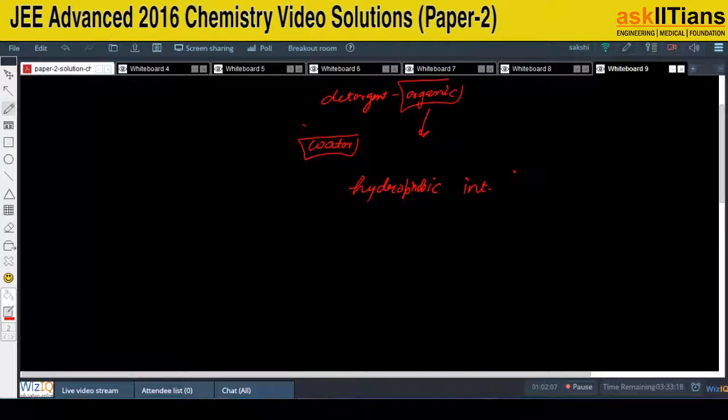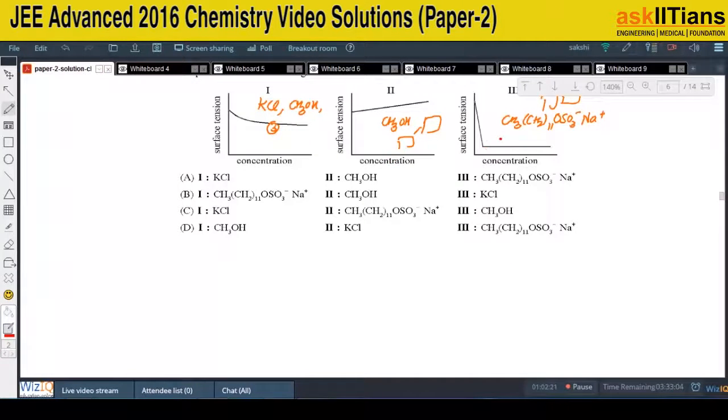Now let me compare graphs 1, 2 and 3. In case number 3, the hydrophobic interactions must have been the strongest compared to case number 1. You can see in the graph that in case number 3 the loss is too much. That means the hydrophobic interactions in case number 3 are much greater compared to case number 1, thus causing surface tension to decrease more rapidly. That means the third graph will be of this detergent kind of substance. So options B and C are gone.